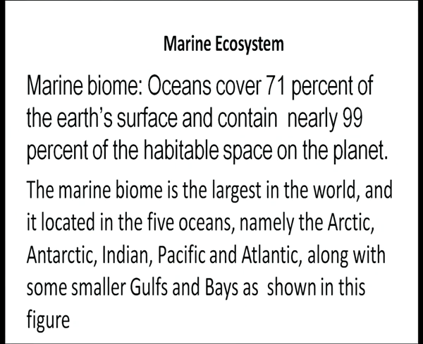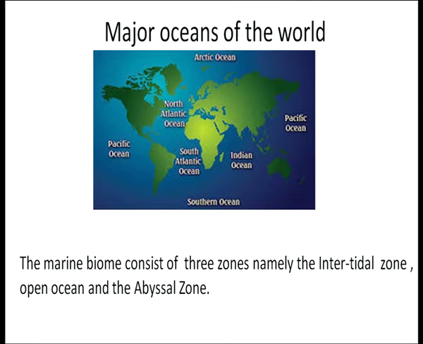The marine biome covers nearly 71% of the Earth's surface and contains nearly 99% of the habitable space on the planet. The marine biome is the largest in the world and is located in five oceans, namely the Arctic, Antarctic, Indian, Pacific and Atlantic, along with some of the smaller gulfs and bays as shown in this picture. This figure shows the marine biomes containing the five main oceans. The marine biome can be divided into three zones: the intertidal zone, open ocean and the abyssal zone.